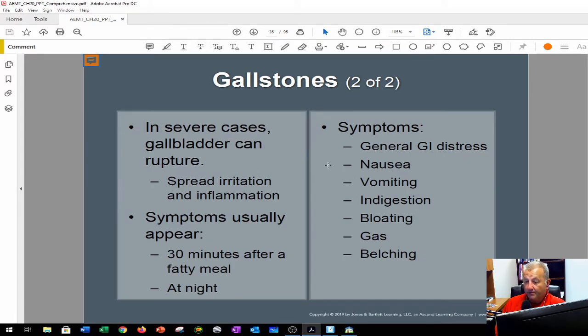Sometimes gallbladders can rupture, and it's kind of like the appendix when it ruptures. Major septic problem. Usually this does appear after eating some type of fatty meal, because bile breaks down fat, and there's some around, but that bile can't escape, and there's nothing to break the fat down. Nausea, vomiting, indigestion, it says. It's pretty rough for folks.